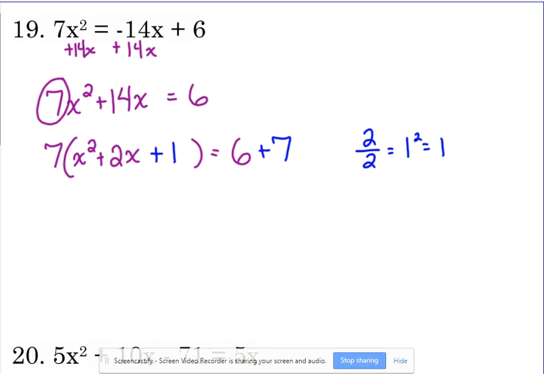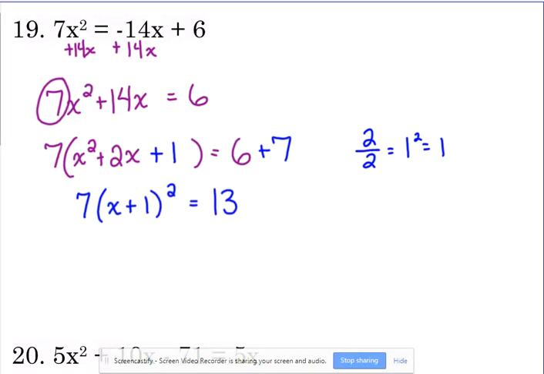If you have to factor out that leading coefficient before you add that number to the right side, you got to multiply by what you factored out, or you're going to get the wrong answer. Okay, then we proceed like we normally do. That's 7 times x plus 1 squared is equal to 13.